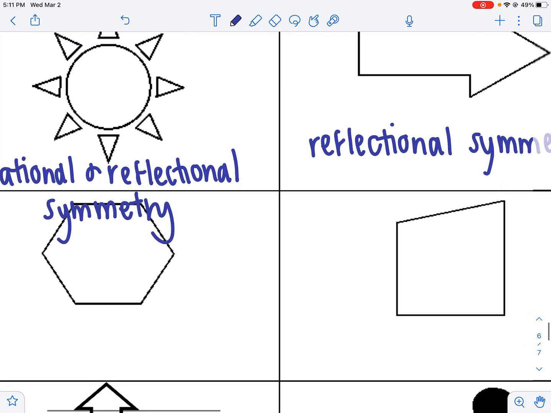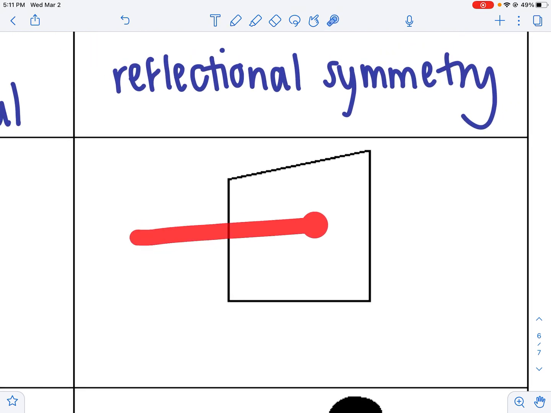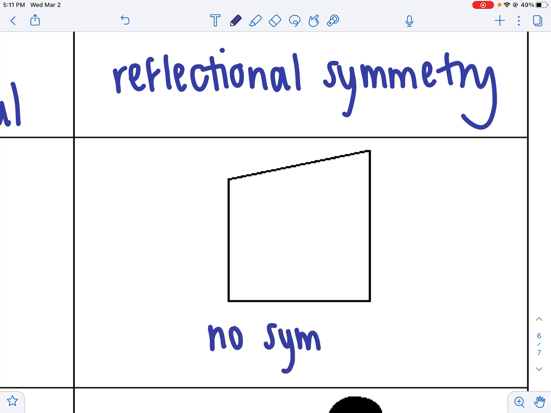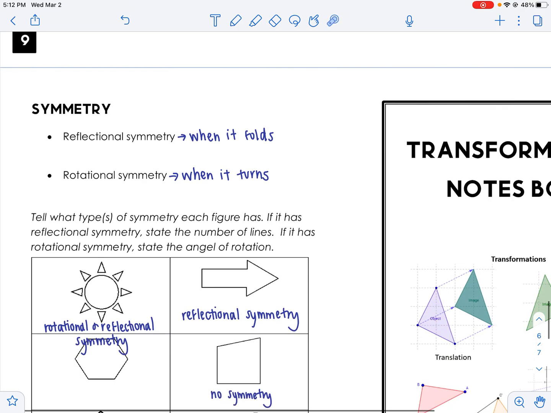And not all shapes have symmetry. If we take a look at this shape right here, ask yourself, is there any way that we could fold it? Or is there any way that we could turn it for it to be symmetrical? And the answer is no. Unfortunately, there's no symmetry. So that's just something to keep in the back of your head. You can cross out those other examples.